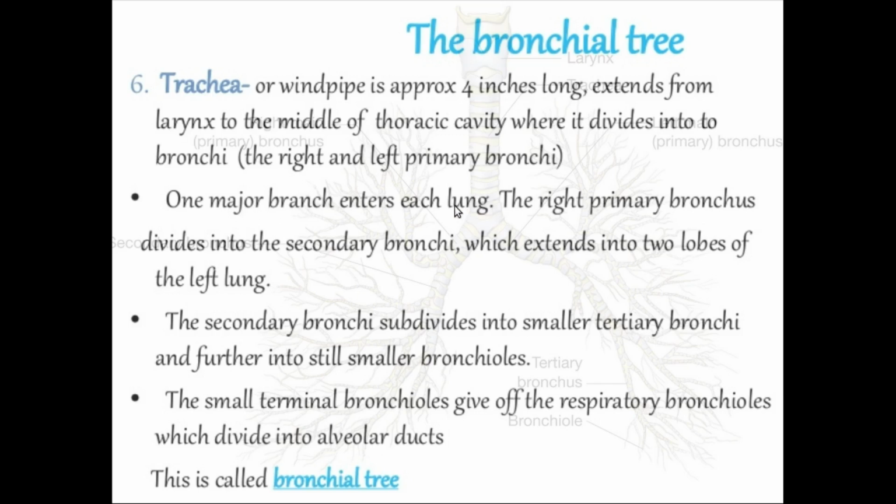The primary bronchus divides into the secondary bronchi, which extend into the lobes of the lung. The secondary bronchi subdivide into smaller tertiary bronchi and further into still smaller bronchioles. The small terminal bronchioles give off the respiratory bronchioles, which divide into alveolar ducts. This is called the bronchial tree.